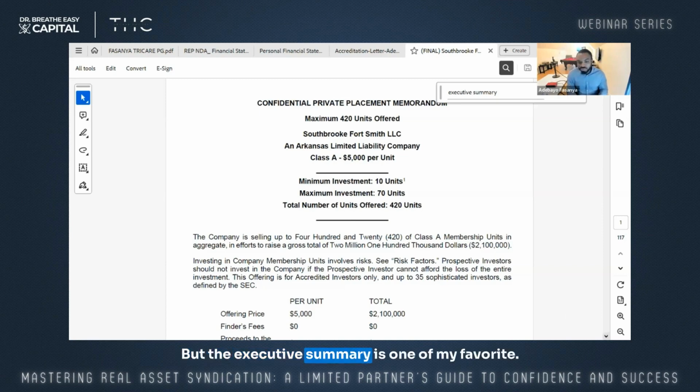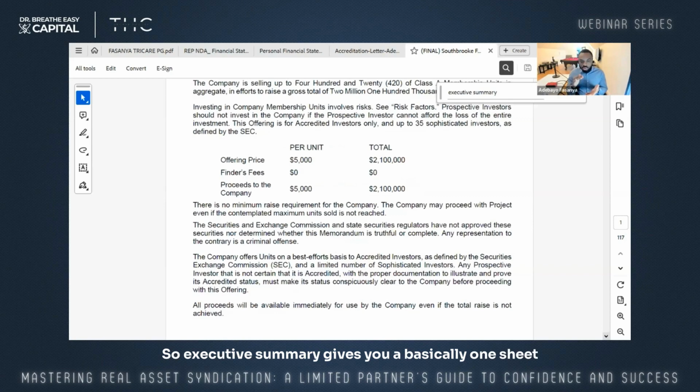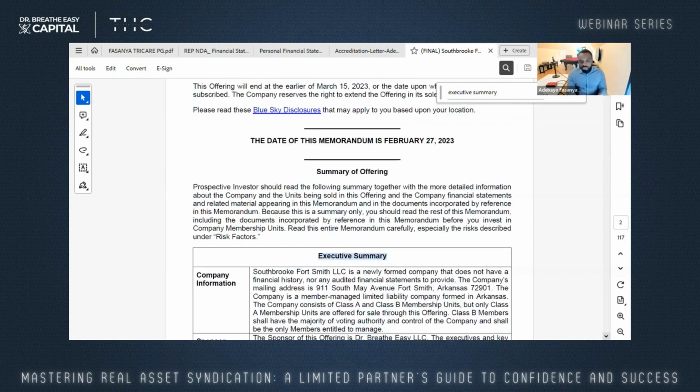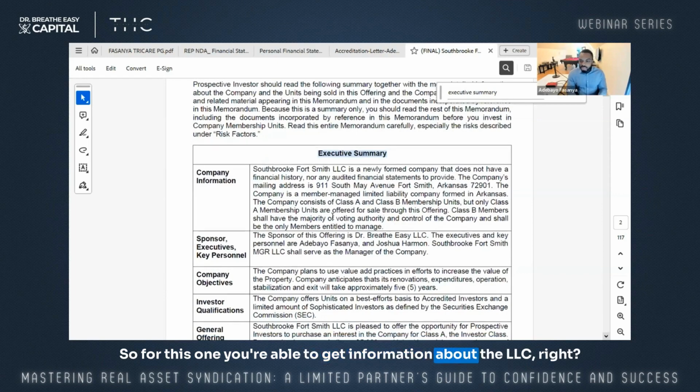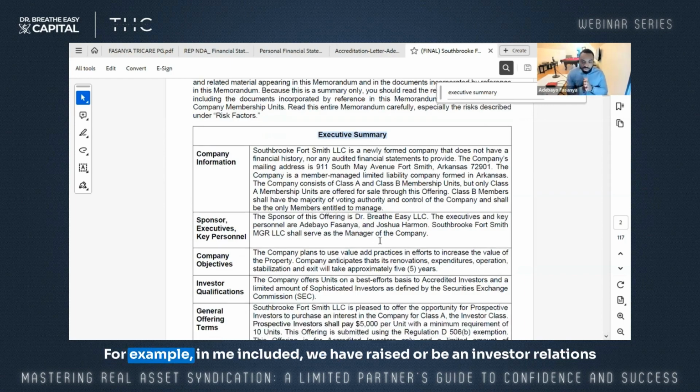But the executive summary is one of my favorites, and that's the first thing I look at. The executive summary gives you basically a one or two sheet summary of this whole PPM, and it's usually the first thing here. For this one, you're able to get information about the LLC, the company information, the sponsor. This part is important because in deals, me included, we have raised money or been investor relations with companies where my name might not show up here.